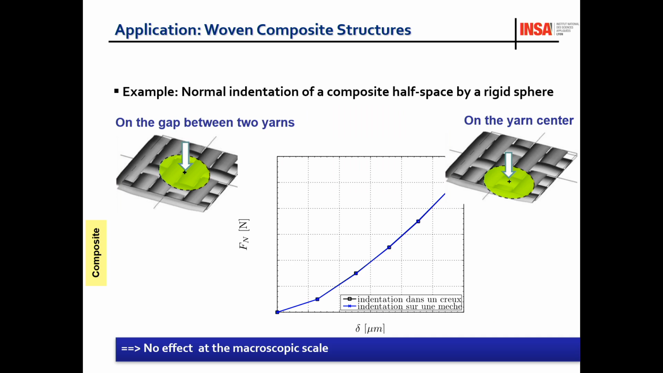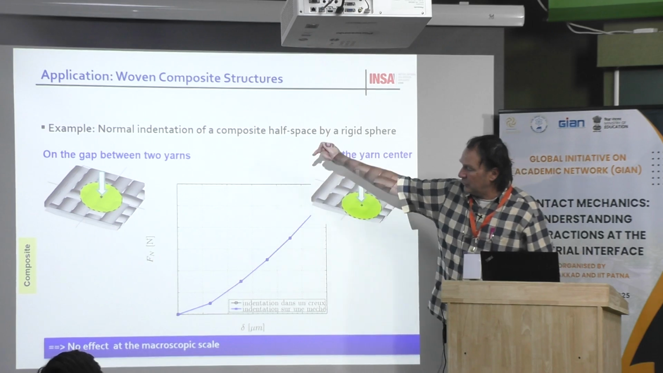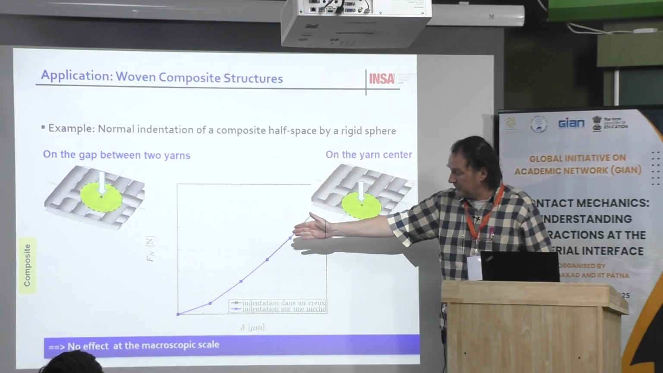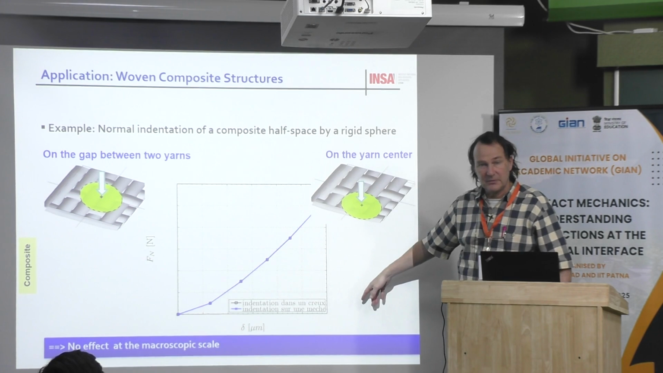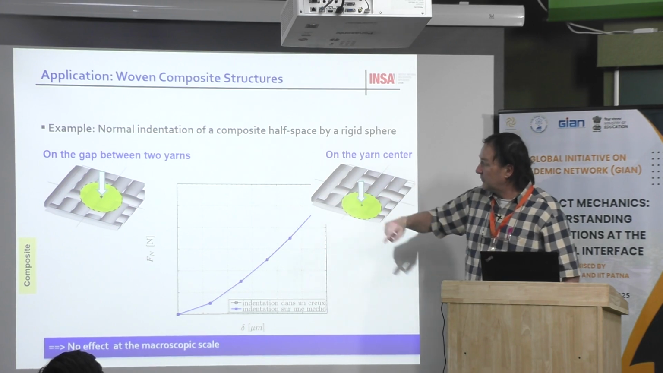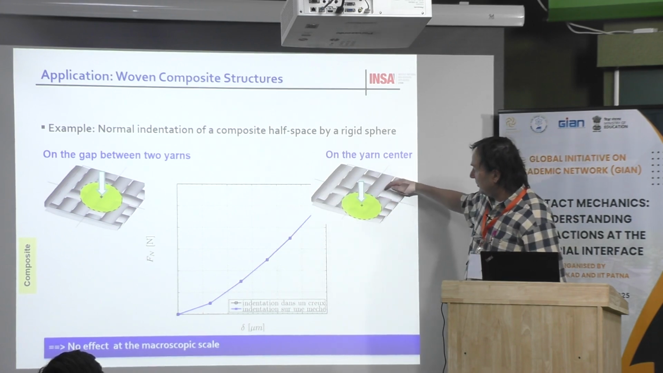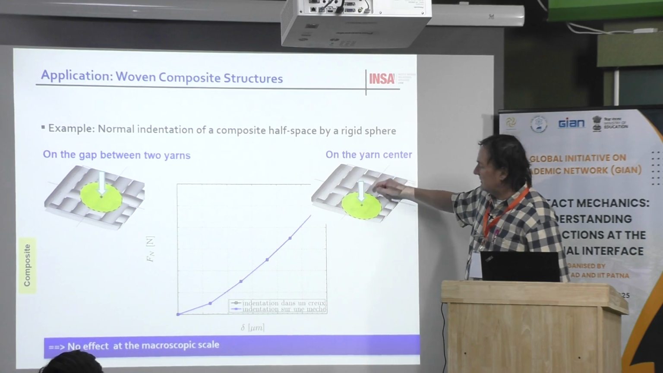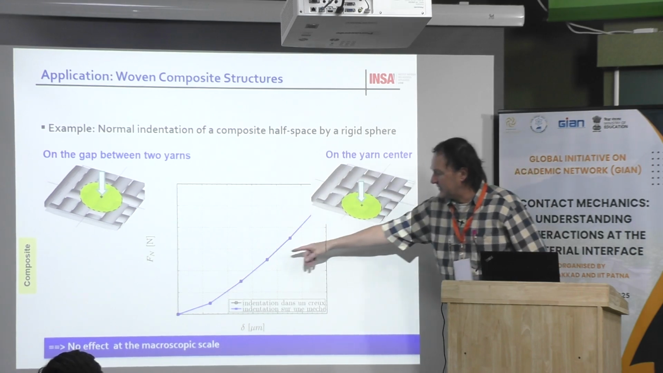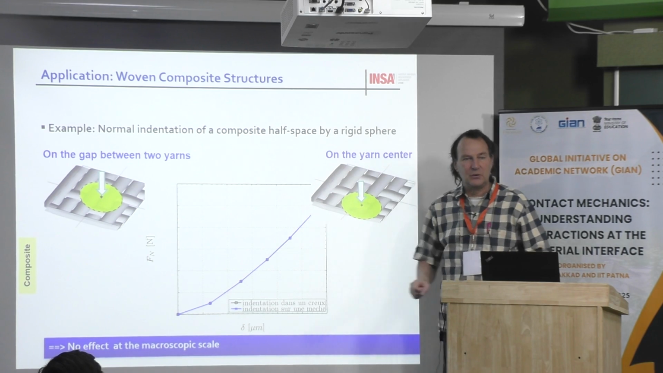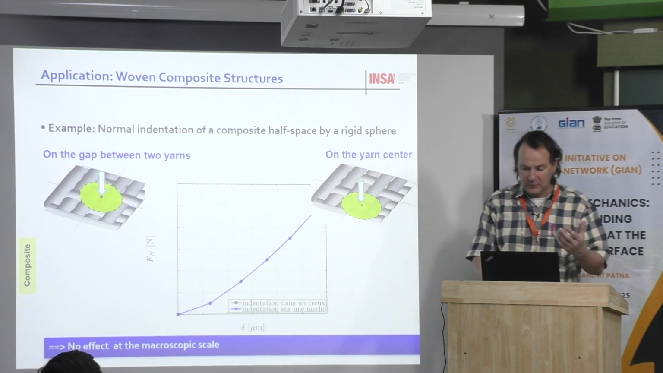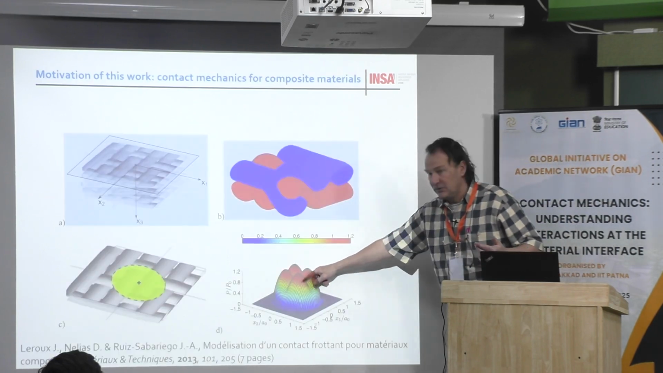At the macroscopic scale, when you do experiments or simulation, this is again the same type of curve: the vertical loading, the normal load, versus the displacement. You can see that if you indent the material at one point or at another point, this is about the scale of the problem. There is no difference at the macroscopic level, but locally you can see that there is a lot of difference.